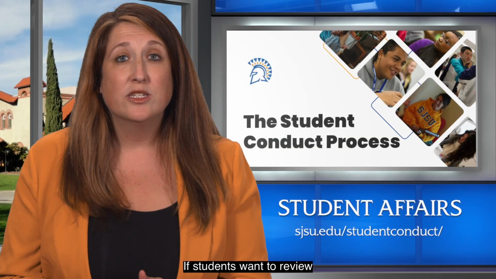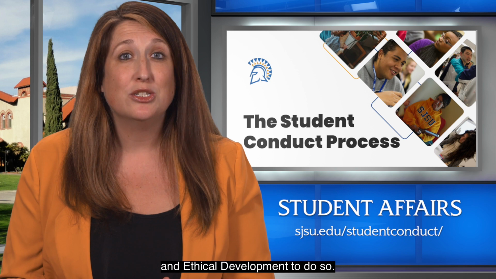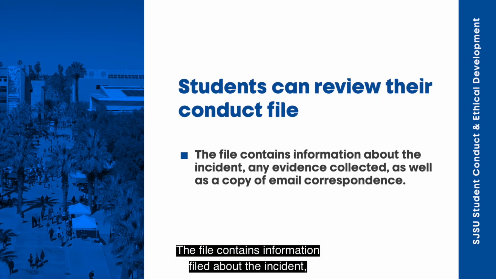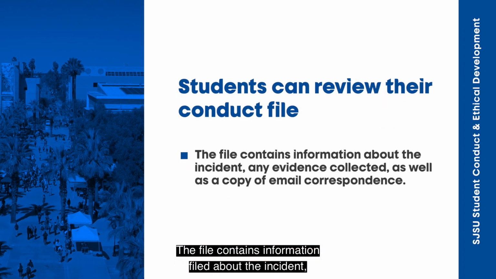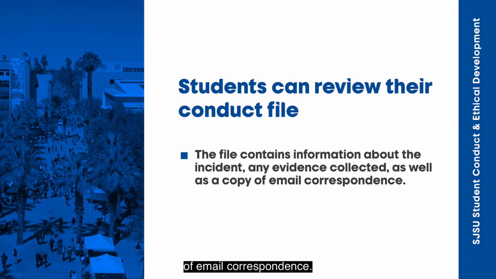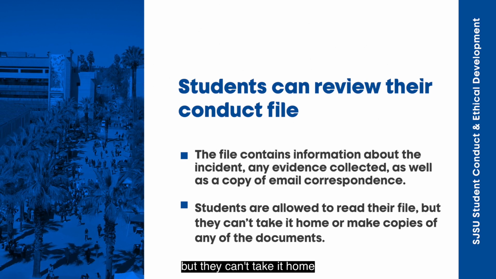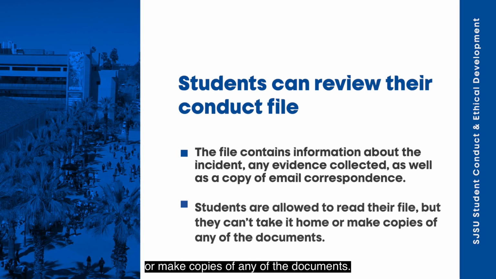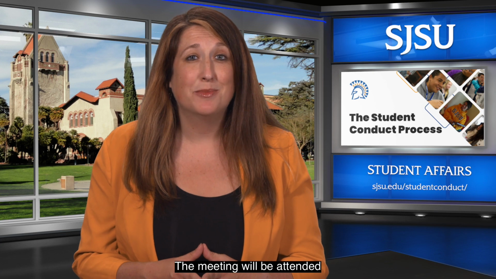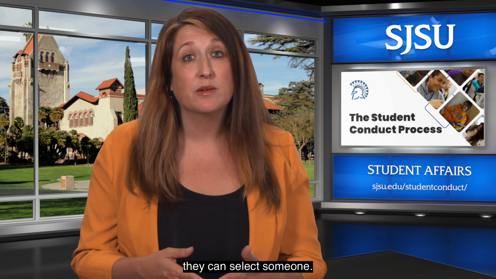If students want to review their student conduct file before the meeting, they can contact Student Conduct and Ethical Development to do so. The file contains information filed about the incident, any evidence collected, as well as copies of email correspondence. Students are allowed to read their file, but they can't take it home or make copies of any of the documents. The meeting will be attended by the Student Conduct Administrator and the student. If the student wants to have an advisor present, they can select someone.